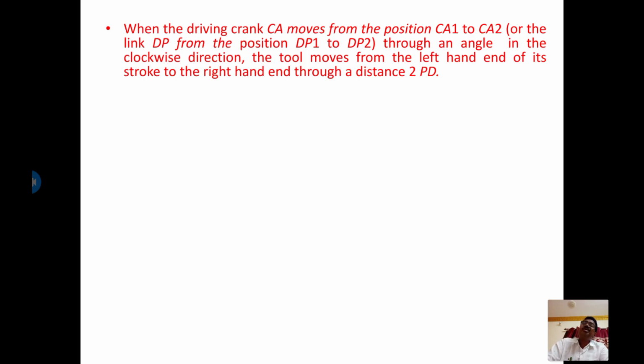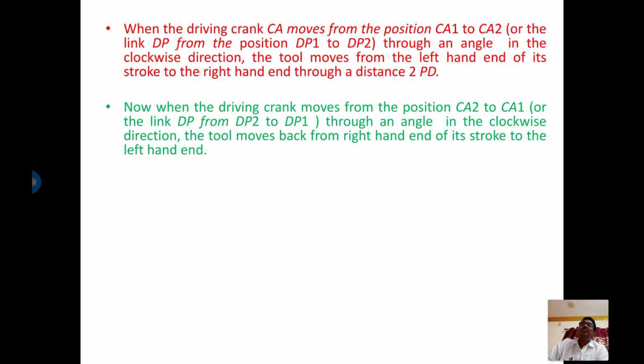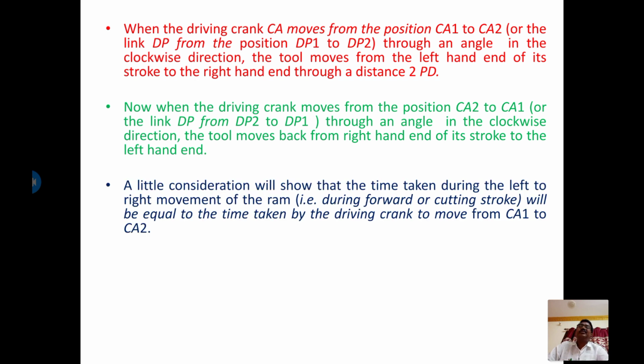When the driving crank CA moves from position CA1 to CA2, link DP moves from position DP1 to DP2 through an angle in the clockwise direction, and the tool moves from the left hand end of its stroke to the right hand end through a distance 2PD. The driving crank moves from position CA2 to CA1 through an angle in the clockwise direction, and the tool moves back from the right hand end of its stroke to the left hand end. Like this, right to left to right makes the forward and return strokes.